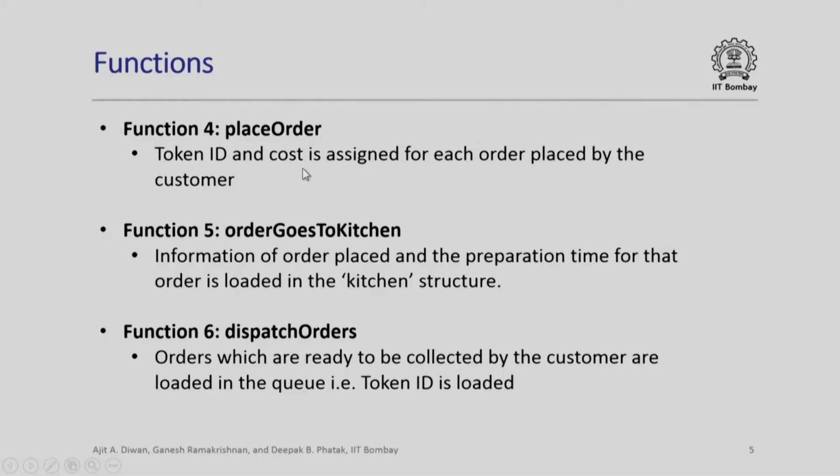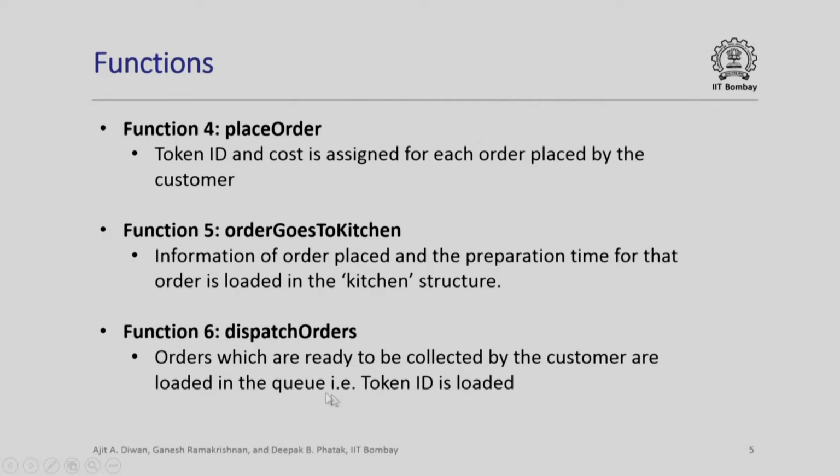Now, once that is done, each order has to go to kitchen. You remember we said that we shall have an array, and in that array when an order goes to kitchen we shall store not only information about order placed, but also preparation time for that order. Again, note that the preparation time could be random in real life, but for illustration we are using an arbitrary fixed time for every order. Another function which we require is for dispatch orders. As and when the orders become ready, they go to the dispatch queue, and these orders then can be collected by the customers.